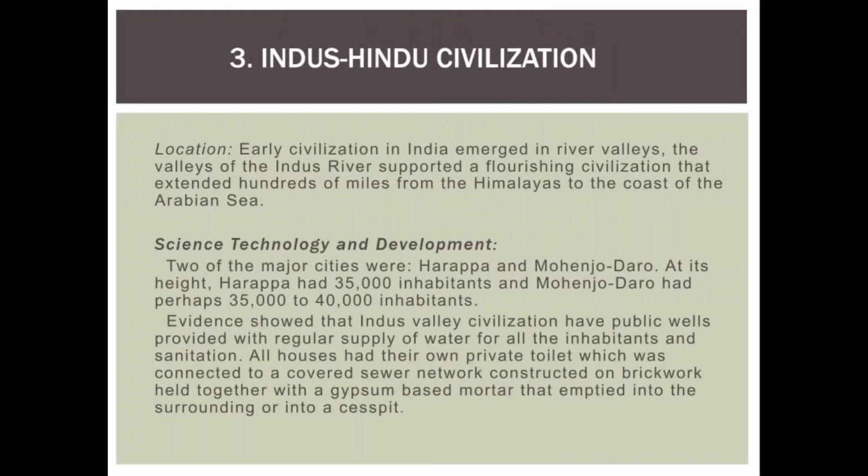Evidence showed that the Indus Valley civilization had public wells providing a regular supply of water for all the inhabitants, and sanitation. All houses had their own private toilet, which was connected to a covered sewer network constructed of brickwork held together with gypsum-based mortar that emptied into the surrounding area or into a cesspit. Also evident was the presence of public and private baths, sewage, and a sophisticated water management system.